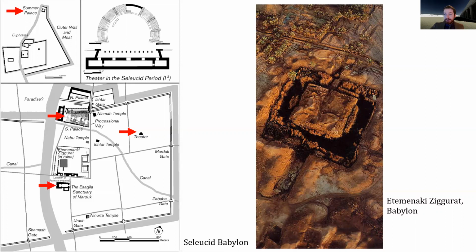And they also refounded some of the temples that had fallen into decay. And again, they take over the South Palace and the Summer Palace as residences. And this is where Alexander died. He died in Babylon, as I mentioned in the last lecture.